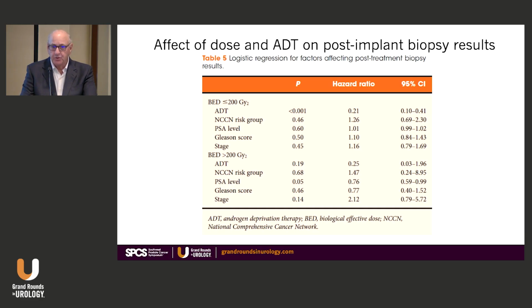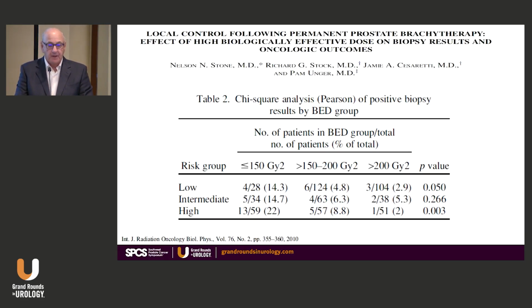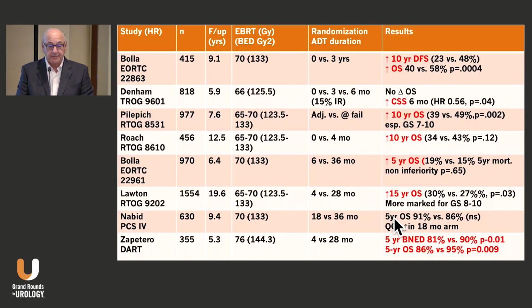So we have a huge amount of data on what the effects of the radiation dose are regarding local control. And this is going to become increasingly more important, as I'll talk about later when we discuss focal therapy. So we decided we were going to divide these into 3 different bins: 150, 150 to 200, and 200 gray. And you can see, it didn't matter what risk group you were in, the higher the dose, the less likely you were going to have local failure.